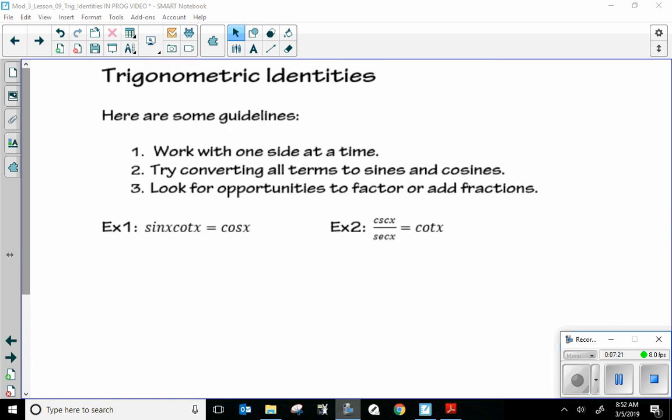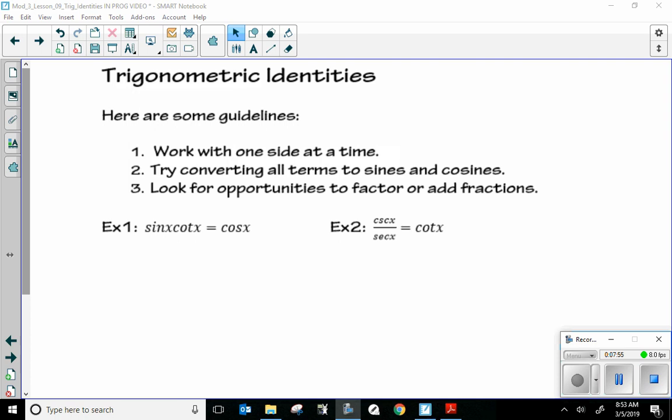Now that that's out of the way, let's go back to our trigonometric identities. There are some guidelines here, and some people do things different ways. I just convert everything to sines and cosines, and I think that's the best way to do it. These instructions here reinforce that. Step 1, work with one side at a time. Don't try to work with both sides simultaneously, because you don't always have to change one side.